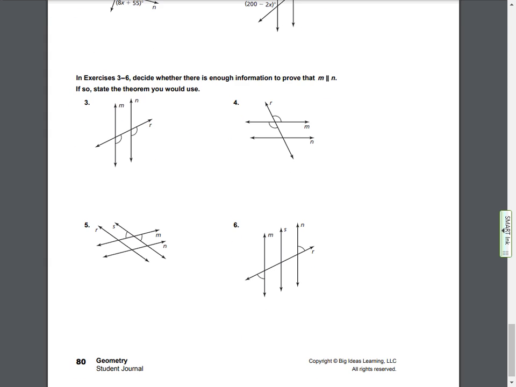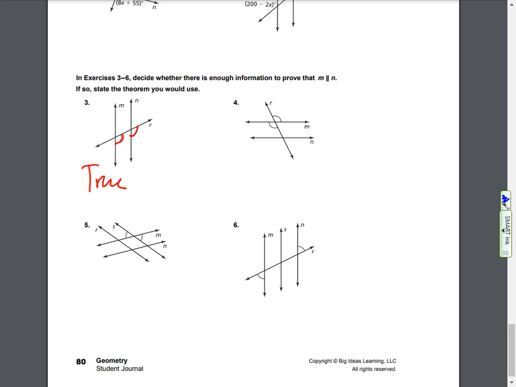Moving down, number 3, decide whether there's enough information to prove that m is parallel to n. So all we have to think of is, is there enough proof? Okay? Here, it says that this angle is congruent to this angle. Those are corresponding angles, okay? And they're congruent. Well, yeah, that means that m has to be parallel to n. So we're going to say that this is true, or there's enough proof there. Good.